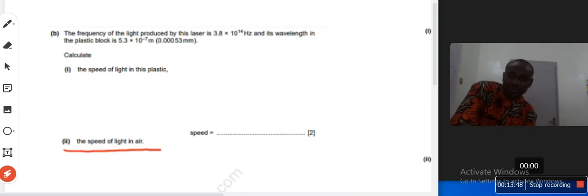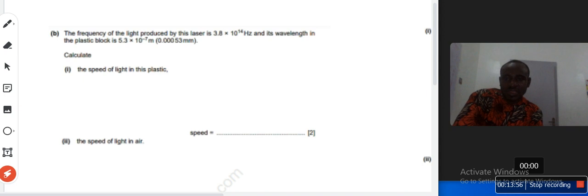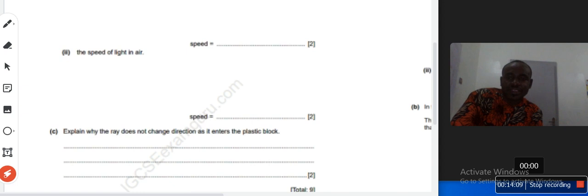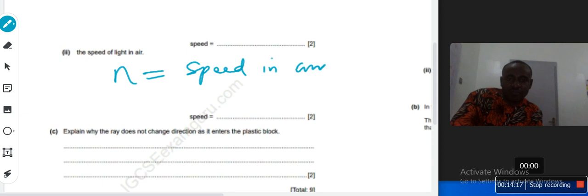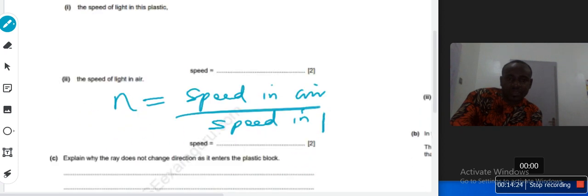Now we calculate the speed of light in air, the speed of light in the glass. We can use V is equal to F lambda. And then we can find the speed of light in the glass using n equal to speed in air or vacuum over speed in medium, the speed in a glass or in plastic.